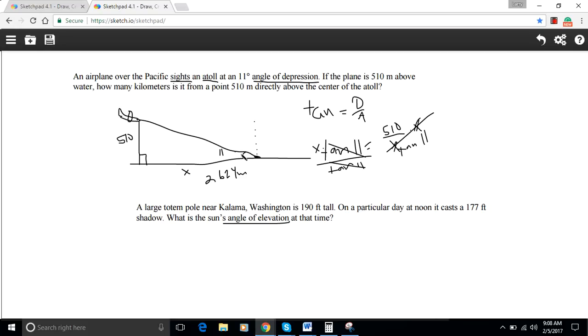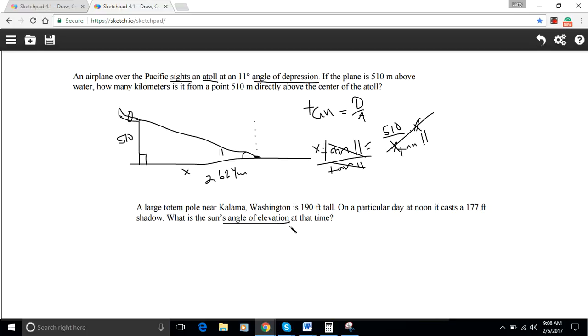This is actually useful if you're flying in a plane. If you want to know how long it's going to take for you to get to that atoll, if you want to drop a little care package onto it, if you can sight it and figure out the angle of depression, and you know how high in the air you are, you can figure out how far you have to go and how long it's going to take you to get there. All right, let's try one more.